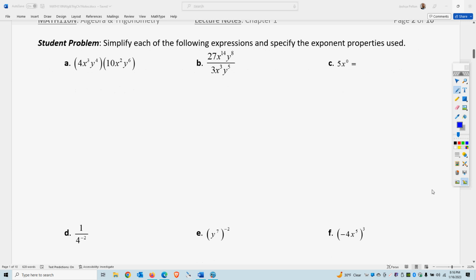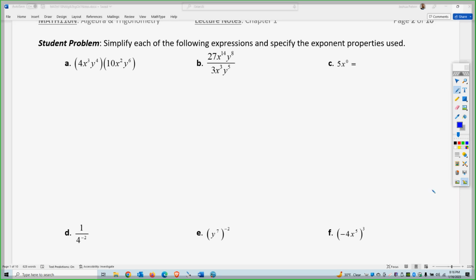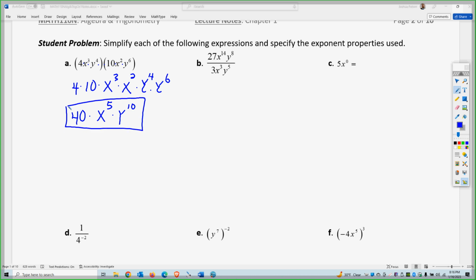Okay, let's try the student problems. All right, so we're going to reorder everything because it's all multiply. The order of multiplication doesn't matter. It's commutative, right? So this is 4 times 10 times x to the 3rd times x squared times y to the 4th times y to the 6th. So that gives me 40 x to the 5th, because the product rule is add, and then y to the 10th. And again, if you don't remember one of the rules, just write them out longhand, right? Write out all 5 of the x's, all 10 of the y's. It's a very long process if you don't know the rules, but it is doable without them.